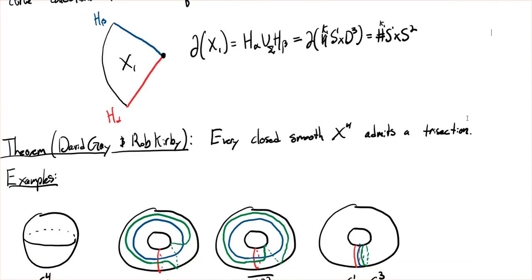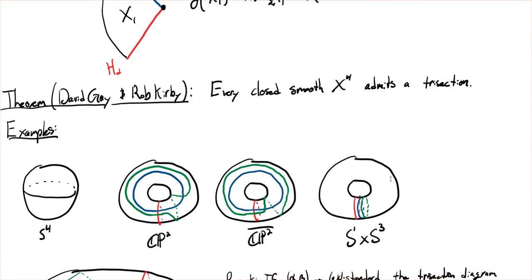I want to point out that David Gay and Rob Kirby are the ones who thought of trisections. They introduced trisections, and they proved that every smooth four-manifold admits a trisection. And they also proved that any two trisections of the same four-manifold are stably equivalent. So you can stabilize some number of times, and those two diagrams will be equivalent. And equivalence is in the same sense as before. So you can do handle slides and you can do surface homeomorphisms.